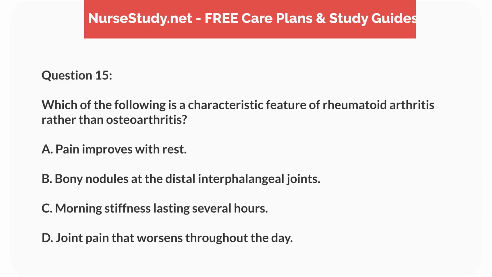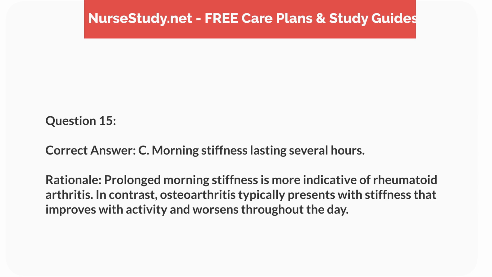Question 15. Which of the following is a characteristic feature of rheumatoid arthritis rather than osteoarthritis? A. Pain improves with rest. B. Bony nodules at the distal interphalangeal joints. C. Morning stiffness lasting several hours. D. Joint pain that worsens throughout the day. Correct answer: C. Morning stiffness lasting several hours. Rationale: Prolonged morning stiffness is more indicative of rheumatoid arthritis. In contrast, osteoarthritis typically presents with stiffness that improves with activity and worsens throughout the day.